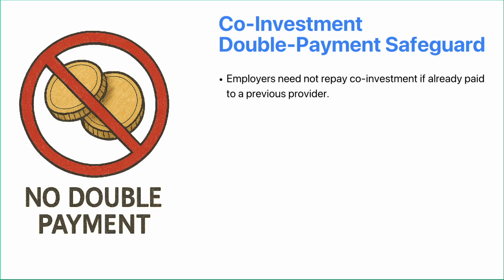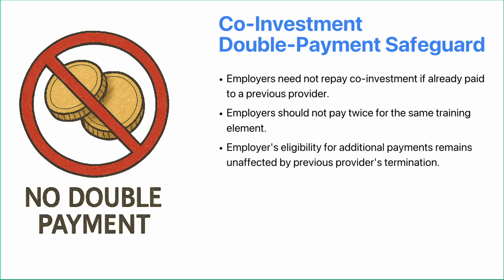If an employer has already paid all the co-investment payments to their previous provider, the DfE does not expect them to make those same payments again to you. We'll cover co-investment in more detail later, but the key principle here is that employers shouldn't be asked to pay twice for the same element of training. Similarly, an employer's eligibility for additional payments isn't affected by their previous provider's termination, so if additional payments weren't earned by that provider, you'll be able to earn any subsequent additional payments that become due.